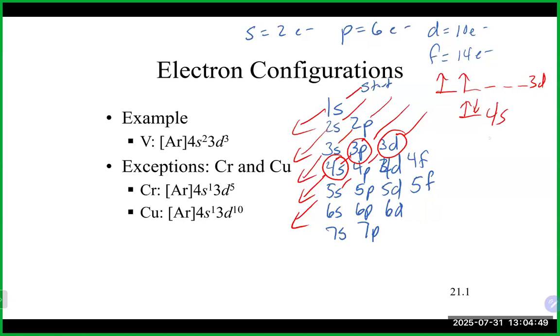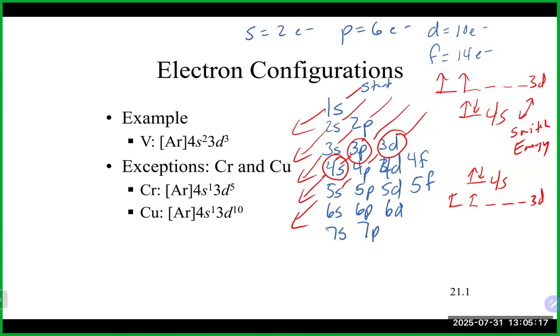What does happen though after you start putting the 3d in is there is a switch in energy, and the 4s actually becomes higher in energy than the 3d. And that's really important for when transition metals lose electrons. When transition metals lose electrons, they always lose the s's first, and then they go into the d's.